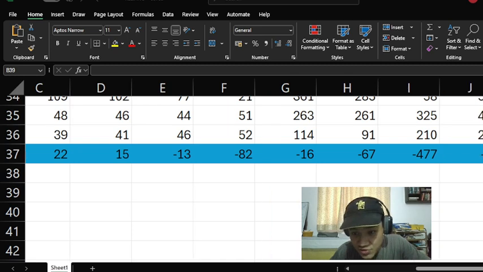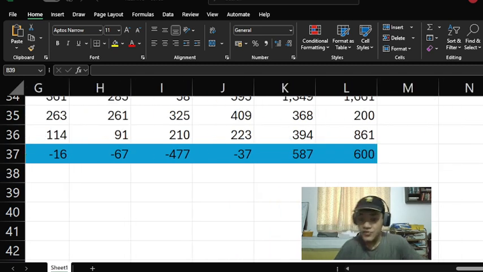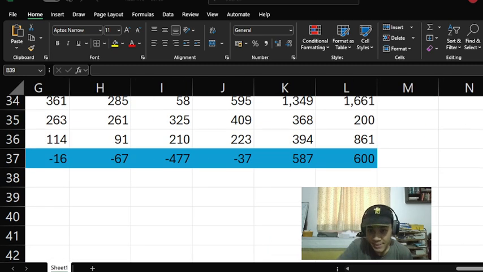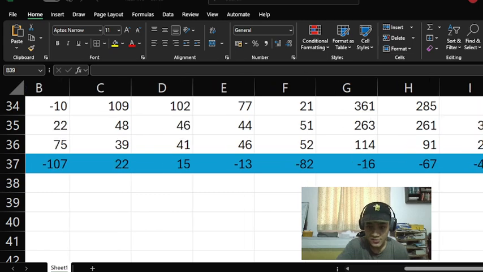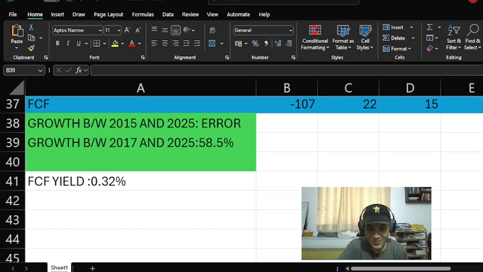A lot of years were just straight up negative. Last 2 years, a big positive change. So who knows? Maybe this is a new norm. I can't say for Trent. And a free cash flow yield of 0.32%. All right. Boo. Okay, 0.32% free cash flow yield for Trent.